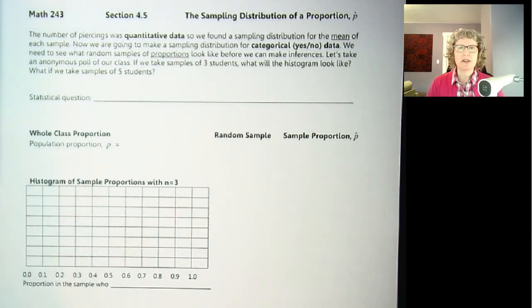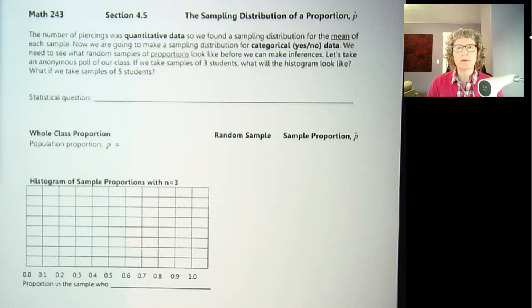When we looked at the number of piercings and did this experiment with drawing random samples, that was quantitative data. We took a sample, averaged it together, and got a sample mean. This time, instead of quantitative data, we're going to use categorical or qualitative data. It has to be a yes-no question for this to work. So we're looking at categorical yes-no data.